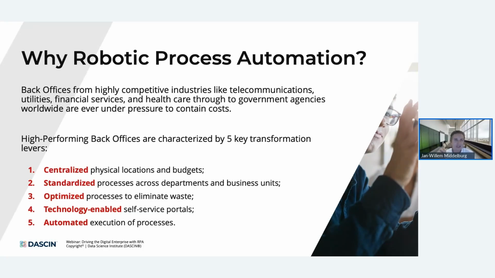They're centralized, meaning that they are in specific units. Typically, there's a high level of standardization to make sure that things are done in a consistent manner. They are typically optimized to ensure that no unnecessary steps are taken. And then the last 2 points are the most critical ones for today's session: they are technology enabled and automated. And this is exactly where RPA plays a very, very fundamental role. It's a key driver for making sure that organizations can achieve those high performing back offices.